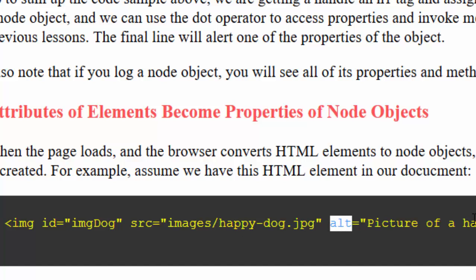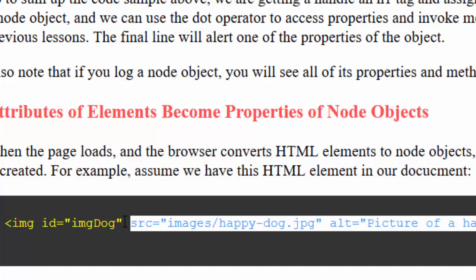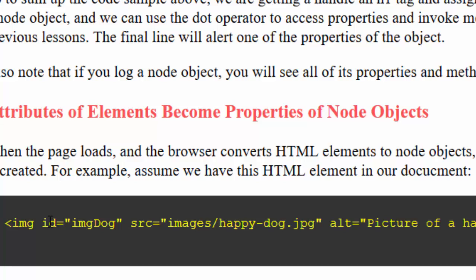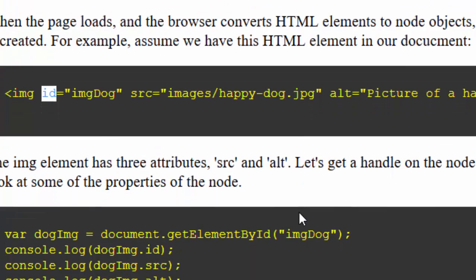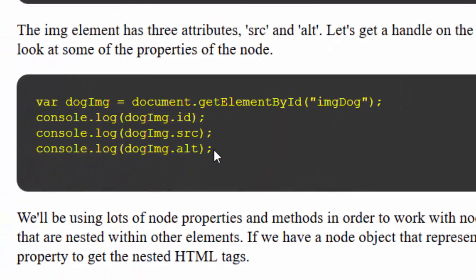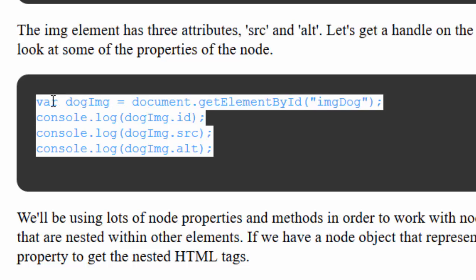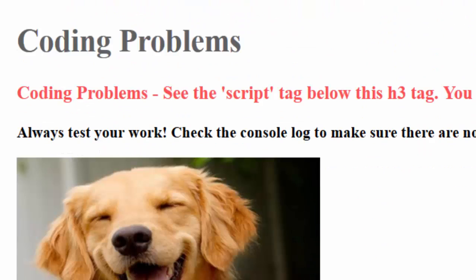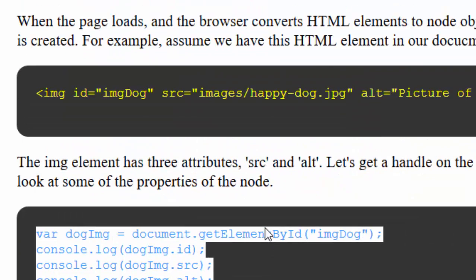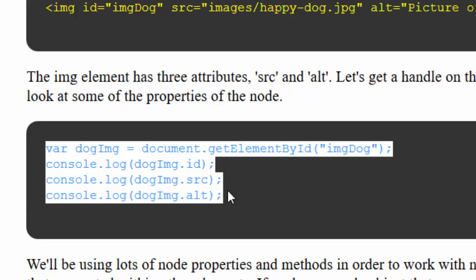So when we pull this out of the DOM, or when we fetch the node that represents this tag in the DOM, these attributes are going to become properties of that node object. Let's see what that code might look like right here. I'm going to copy this code sample. And by the way, this image tag does exist. I've got an image way down at the bottom. If you scroll down, you'll see a dog. There he is. So that's our image tag that we're going to work with. Anyways, I'm going to scroll back up here and copy this code snippet.